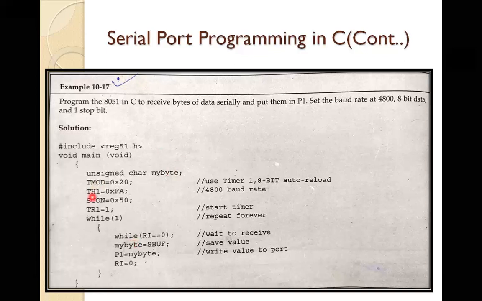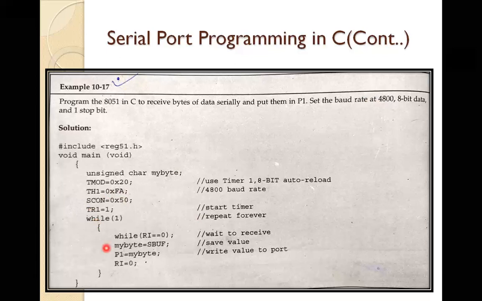So now again the same protocol: TMOD is equal to 0x20, then TH1 is equal to 0xFA because the baud rate is 4800. Here the hexadecimal value is 0xFA and the decimal value is -6. And the SCON register value is 0x50, that is 8-bit data frame, start timer. And it is a continuous process to receive all the information. Therefore, we are using the instruction while(1).